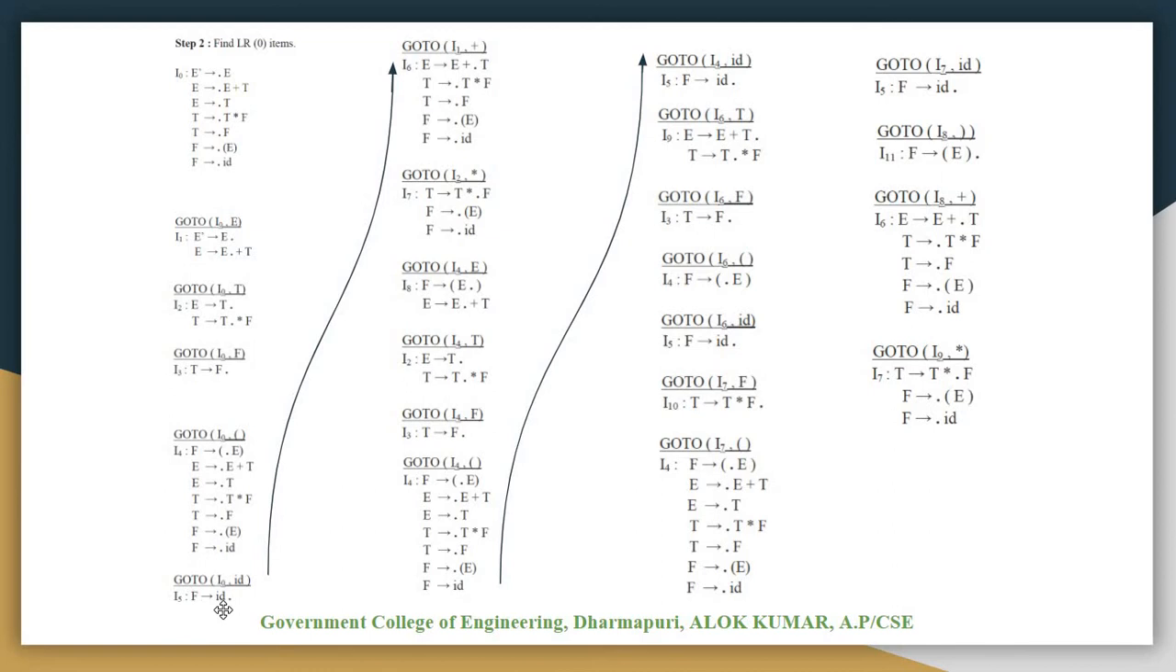In this manner we will find for I0 ID. This goto will give the I5 item, which will be F generating ID dot. Okay, after that we will find goto of I1 comma plus.